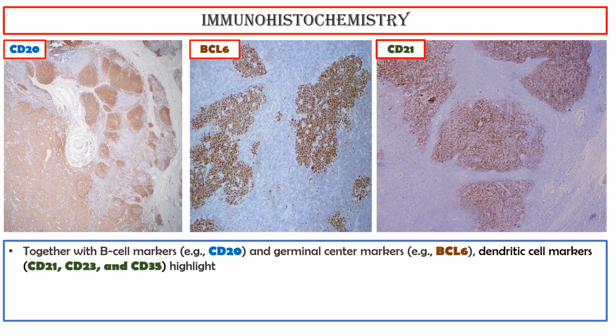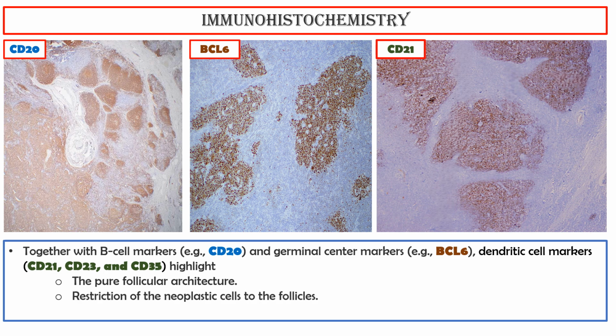Together with B cell markers such as CD20 and germinal center markers such as BCL6, dendritic cell markers CD21, CD23, and CD35 highlight the pure follicular architecture. Restriction of the neoplastic cells to the follicles. The relative absence of neoplastic cells in interfollicular areas.